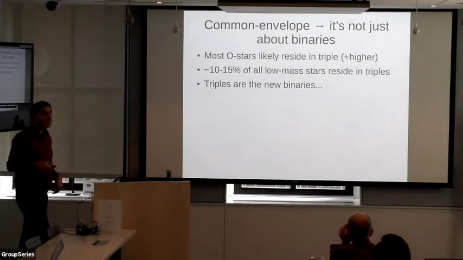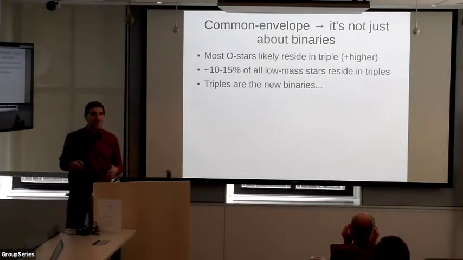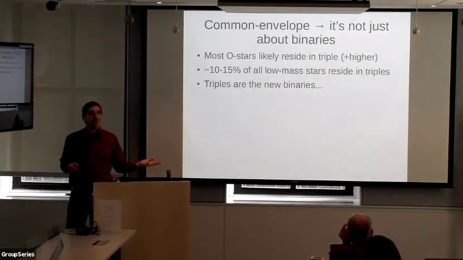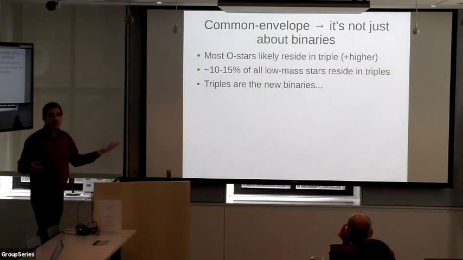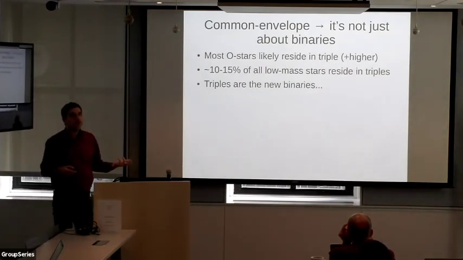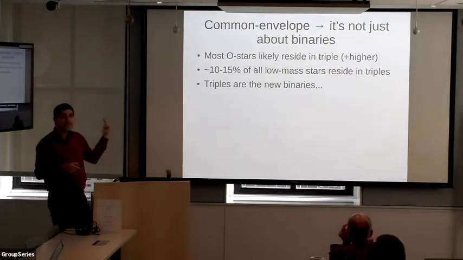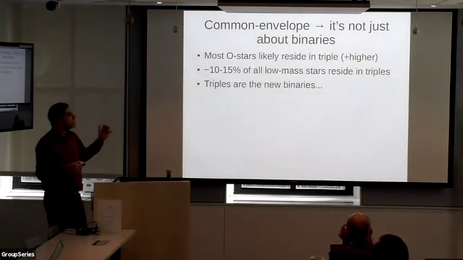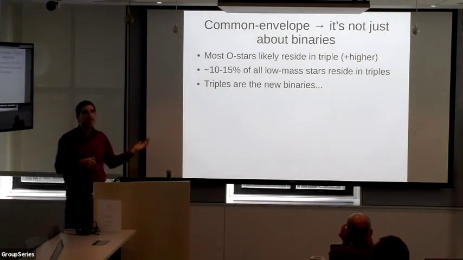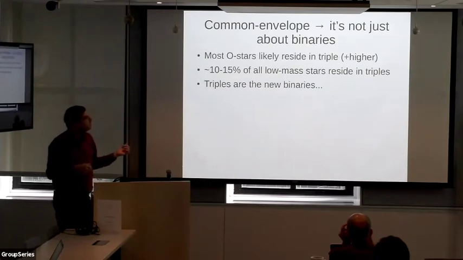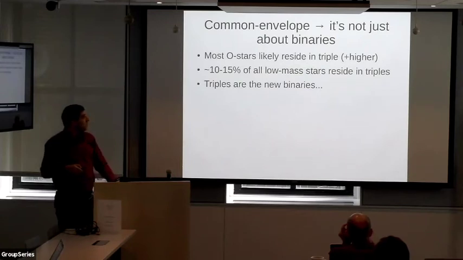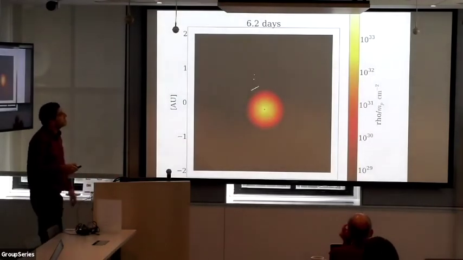Although it's not just about binaries, we should think about triple common envelope. I know we have enough trouble with binary common envelope, but if you want to understand triple population synthesis evolution, we need to also understand the triple common envelope that can happen. Especially given that most massive stars actually reside in systems of higher multiplicity. So for certainly for massive stars, this is critical. It's less important for lower-mass stars, but even there, a very non-negligible fraction of all stars reside in triples. So with my student Hina, we actually started to do this triple common envelope.